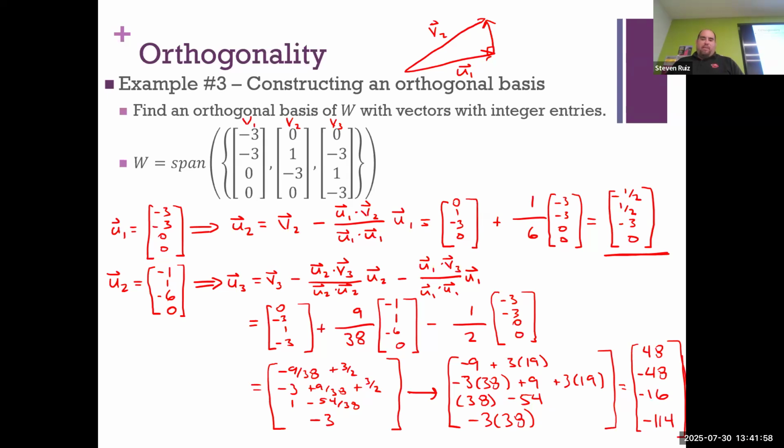All right, I believe that's where we ended up. How are we doing? Do we agree with my U3? Yes. Okay, so U1 and U2, and then our last one. So still got something orthogonal. We could verify it if you want, but we also have only integers. So hopefully these are nicer to deal with than whatever we just came up with. Questions so far?